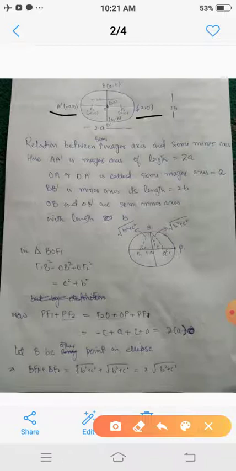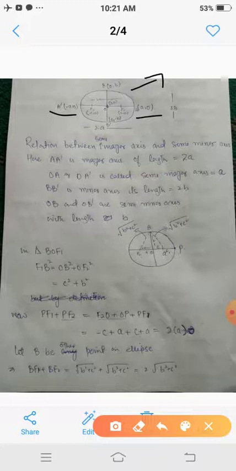These endpoints of the major axis are called the vertices of the ellipse. Similarly, if the minor axis is of length 2B, then its endpoints are (0, B) and (0, minus B). Here the center is O, and its coordinates are (0, 0).